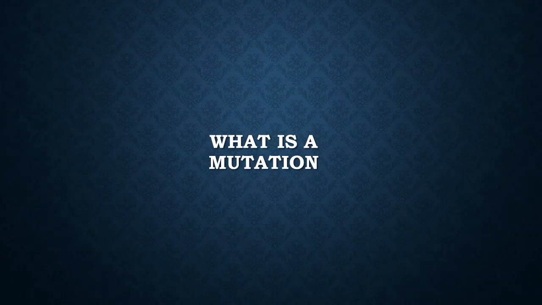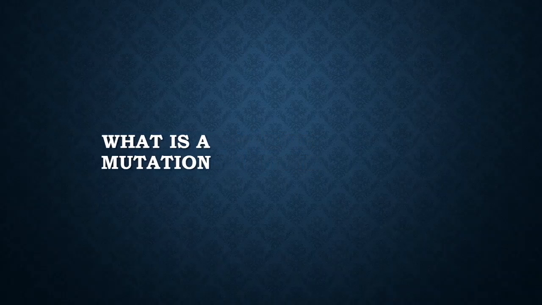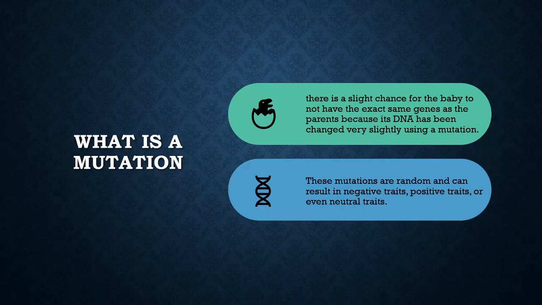What is a mutation? A mutation is when there is a slight chance for the baby of two organisms to not have the same exact genes as the parent or parents, because its DNA has been changed very slightly or a lot using a mutation. These mutations are random and can result in negative traits, positive traits, or even neutral traits.